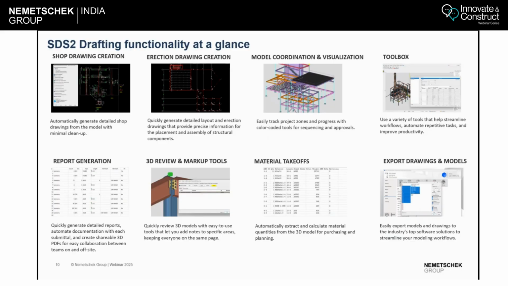So these are all the features which are included in a drafting license. You can create a shop drawing. You can create an erection drawing. You can review and visualize the model. You have toolbox options where you have a lot of features for doing your modeling and erection tasks at an efficient rate. You can generate reports, you can review 3D model connections, you can mark up, you can take material takeoffs, and you can export drawings and models.